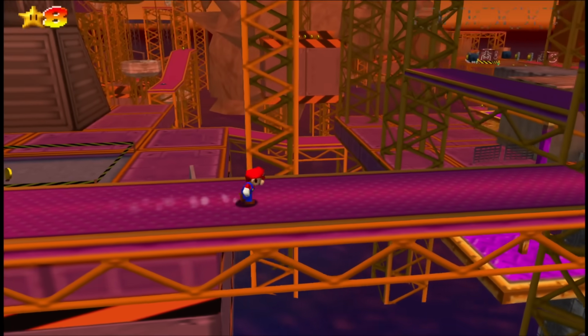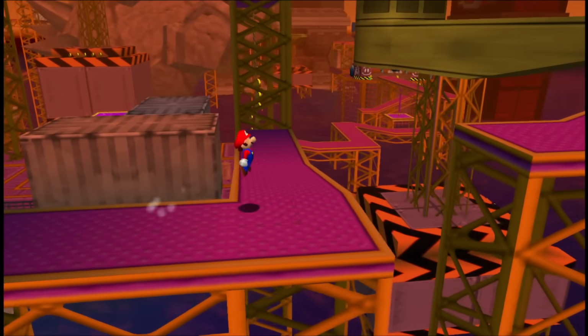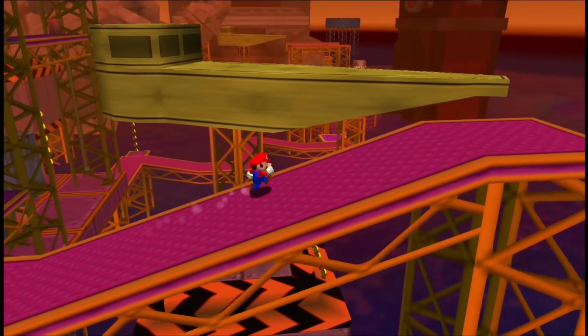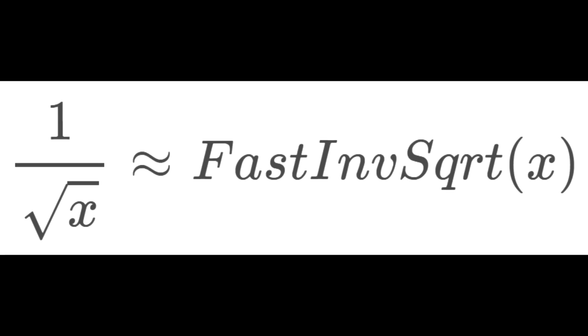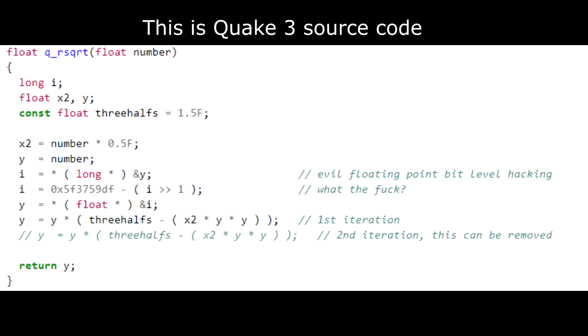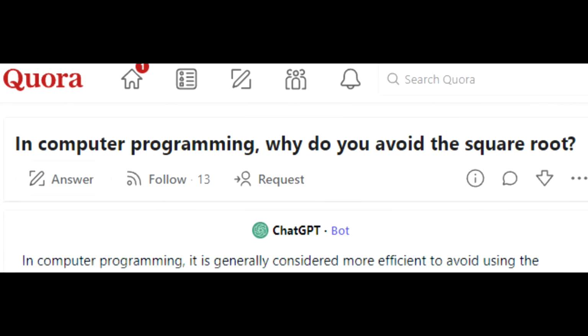Whenever I upload a video about my Mario 64 optimization project, I get asked about implementing the famous fast inverse square root function made famous by Quake 3. This algorithm computes 1 divided by the square root of x only with simple operations by exploiting neat properties of how the computer represents floating point values.